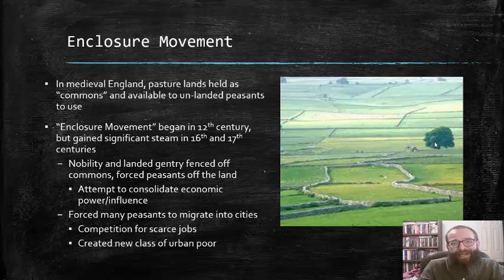While the Enclosure Movement began in the 12th century, it gained significant steam in the 16th and the early 17th century. The nobility and the landed gentry fenced off the commons, which forced many of the peasants off the land as they attempted to consolidate their own economic power and influence. Now, this forced many peasants to migrate into cities seeking new economic opportunities, which created a fierce competition for scarce jobs and created a whole new class of urban poor in England.